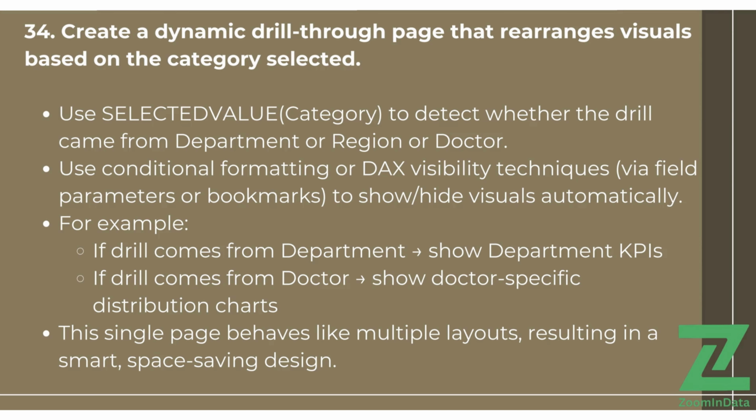34th question. How can you create a dynamic drill-through page that rearranges visuals based on the category selected? You first use the function selectedValue, applied on the field category, to detect from which category the drill-through action was performed. For example, you can detect whether the user drilled from department, or from region, or from doctor. Next, you use conditional formatting or DAX-based visibility logic to show or hide visuals automatically. This can be done using field parameters or by using bookmarks that control which visuals are visible.